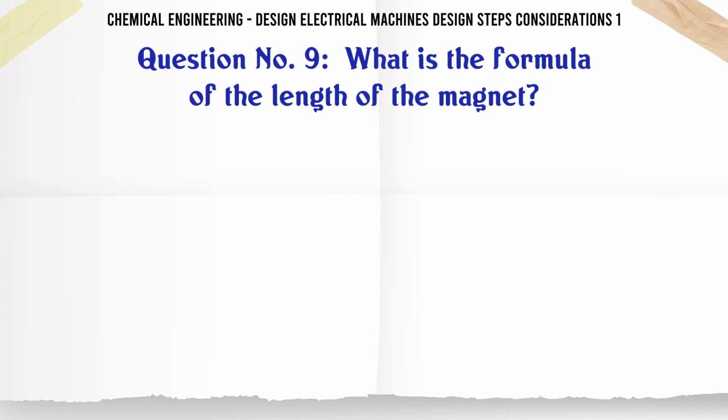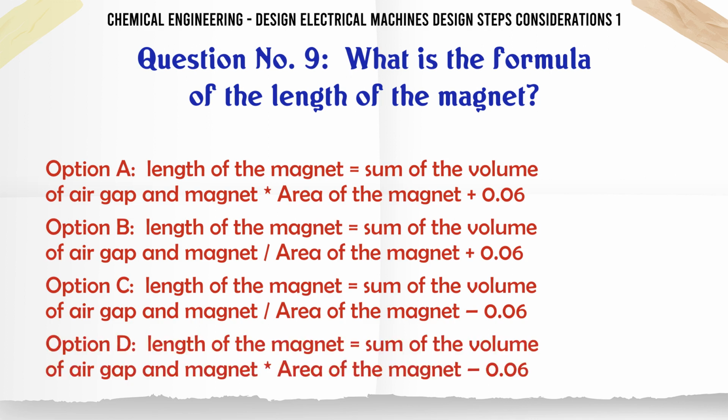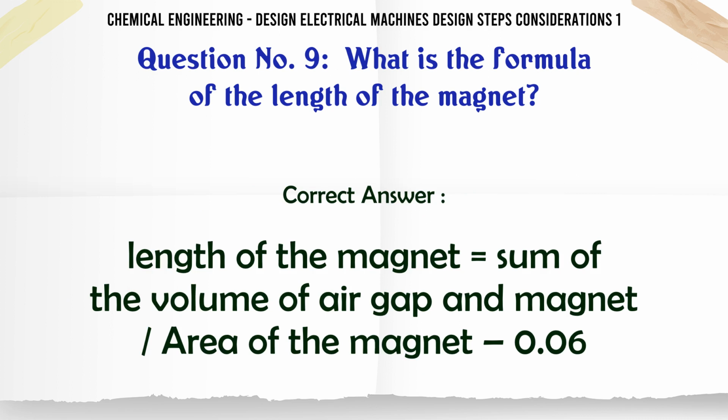What is the formula of the length of the magnet? A. Length of the magnet = sum of the volume of air gap and magnet / (area of the magnet × 0.06). The options B, C and D are stated identically. The correct answer is length of the magnet = sum of the volume of air gap and magnet / (area of the magnet × 0.06).